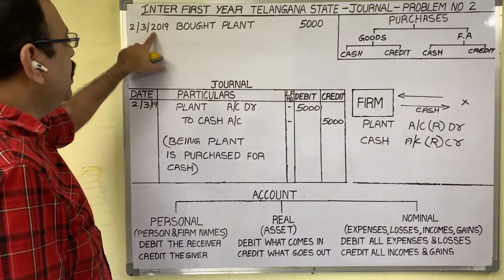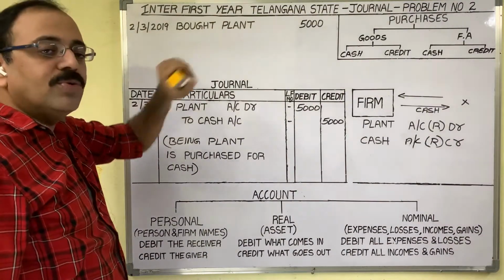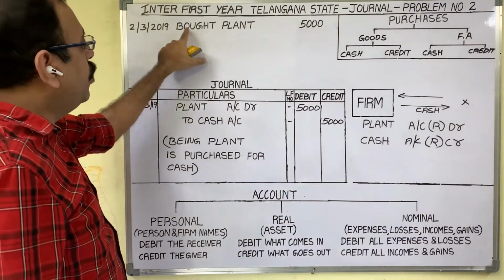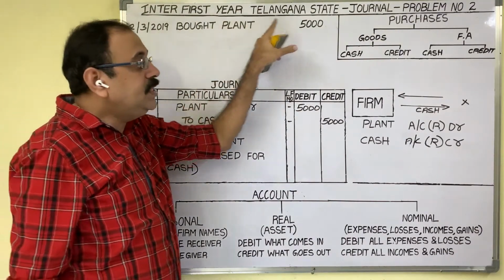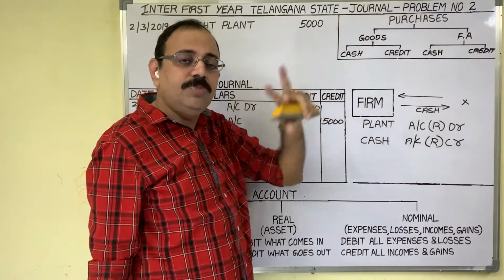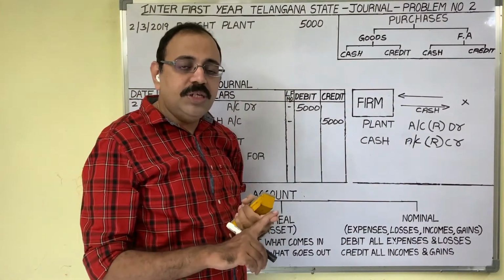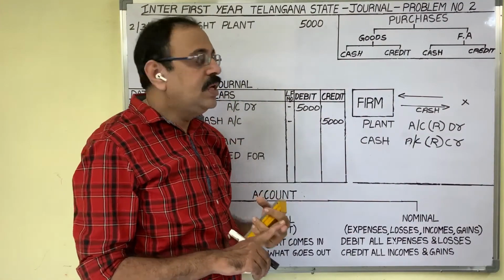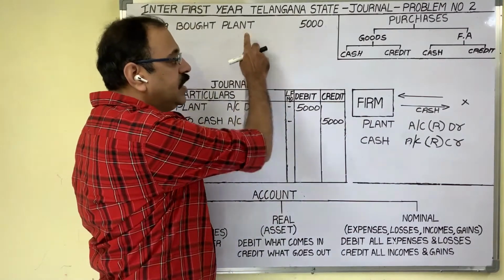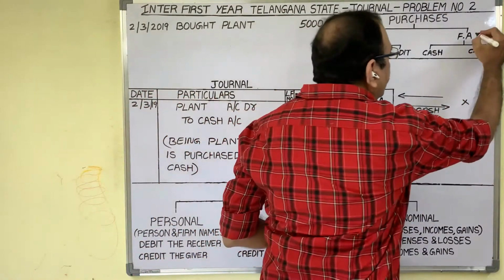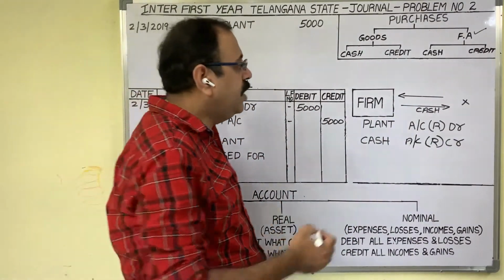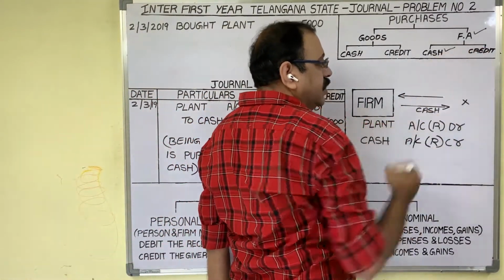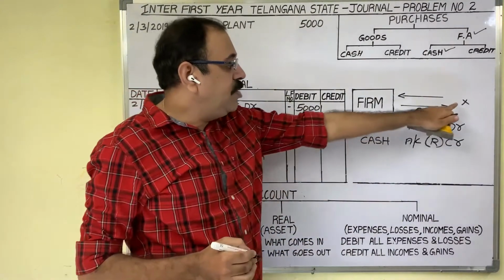Second transaction is bought plant 5,000 rupees. They purchased one fixed asset. Since a purchase transaction is given, we should observe 2 points: what they purchased and how they purchased. They purchased a fixed asset. And the seller's name is not given in the question. That means they purchased it for cash.